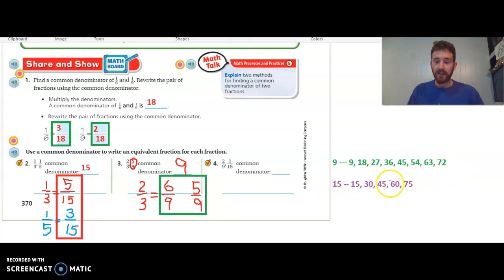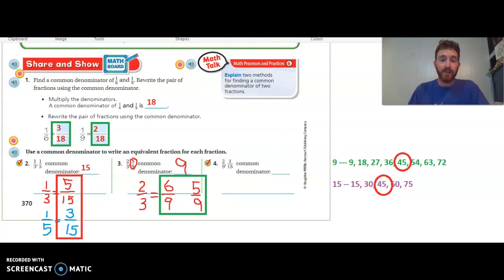Now we can find the least common multiple, the lowest number they have in common, and we can use that as the common denominator. Now in this case, we wouldn't necessarily say it's a small number, but we have the number 45 appear in both lists. So that tells us we can get to 45 going by 9s, and we can get to 45 going by 15s, and that's what we want to use as our common denominator.